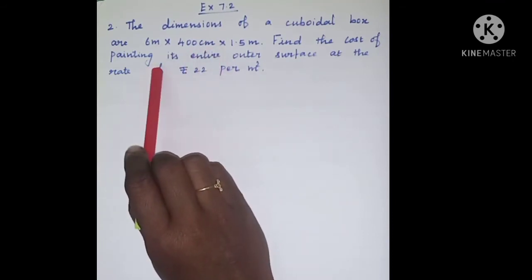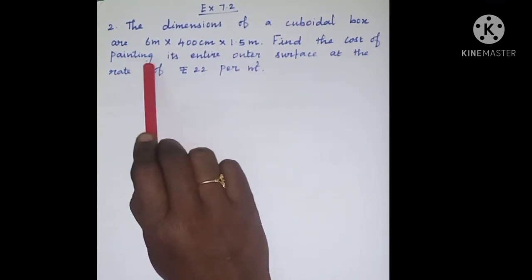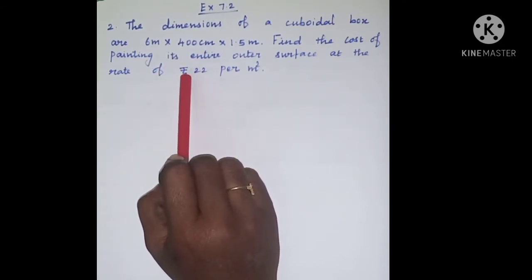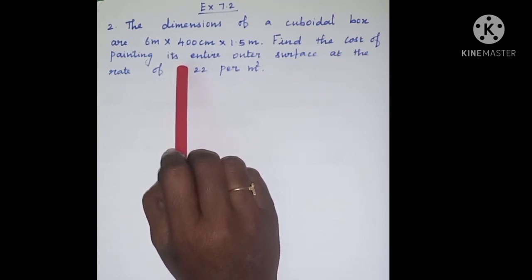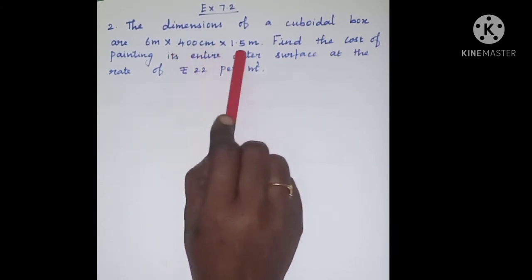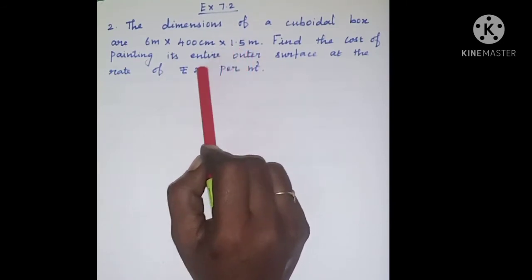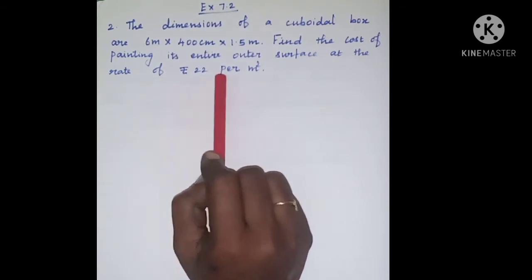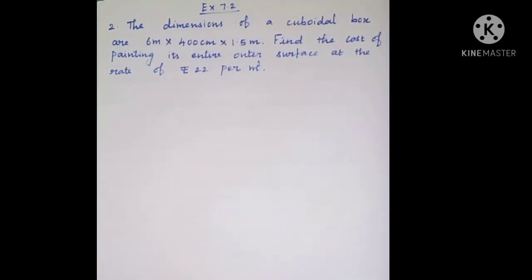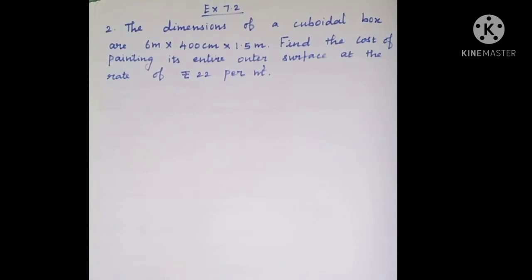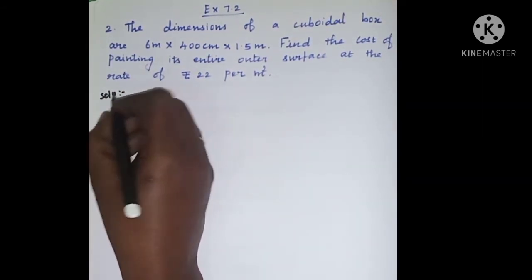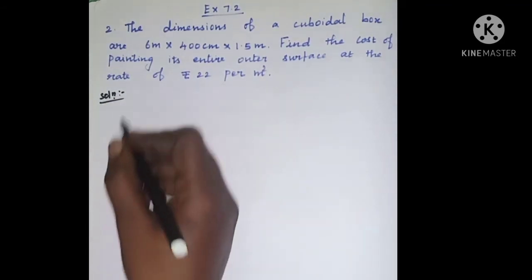Here they are asking to find the cost of painting the entire box. So in this problem, first we have to find the total surface area of the cuboidal box, and then we have to multiply that answer with this 22 rupees. Then we will get the answer. Solution.